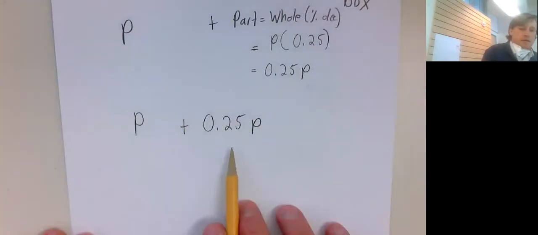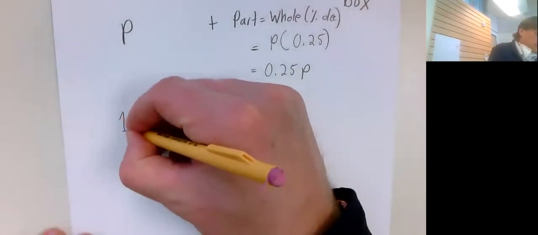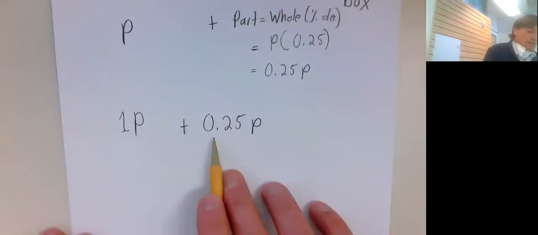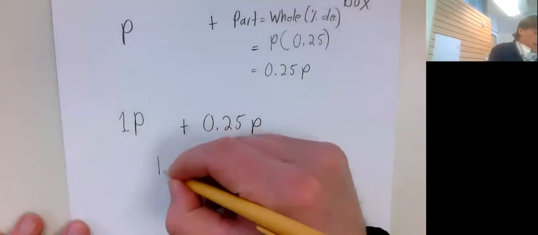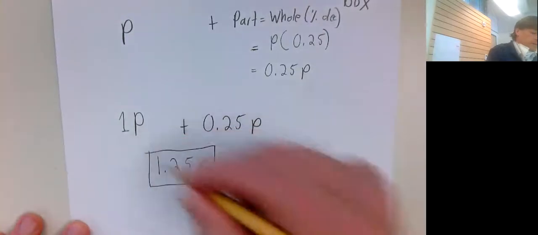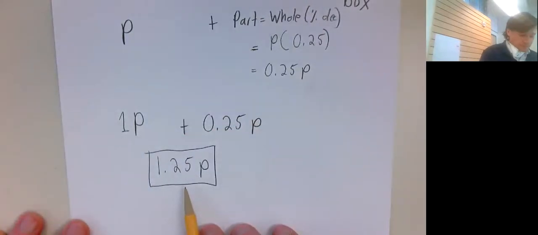Can we combine like terms? Yes, we can. There's always a 1 in here. Let's combine coefficients. 1 and 0.25 equals 1.25. My variable comes along for the ride, and that is my answer. This is the expression that represents the amount in the new box after it's been increased by 25%.